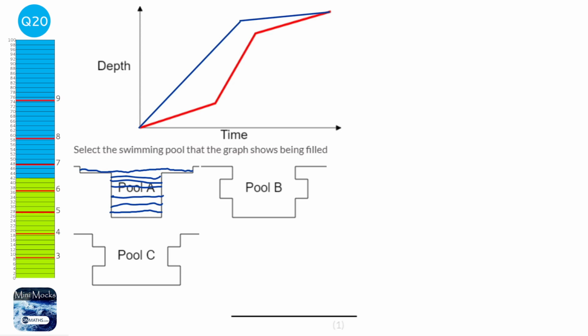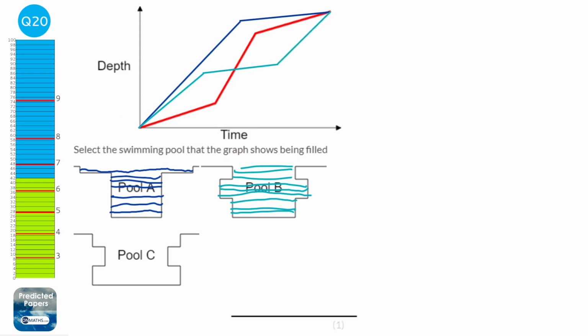And that doesn't really describe the graph. The red graph doesn't really describe that at all. So for pool B, we start off actually quite quickly because it's quite thin, and then we have a wider bit here, so it will go slower here, and then we go quickly again. So we need a graph that starts off quite quickly, then goes slowly, and then goes quickly. And the steeper the graph on our depth time graph, the faster it's filling up. And that red line doesn't really describe that either.